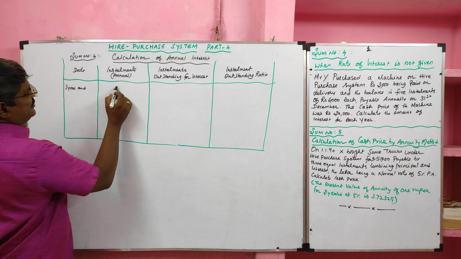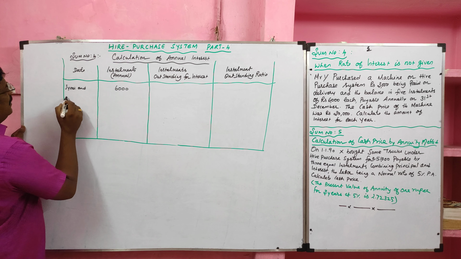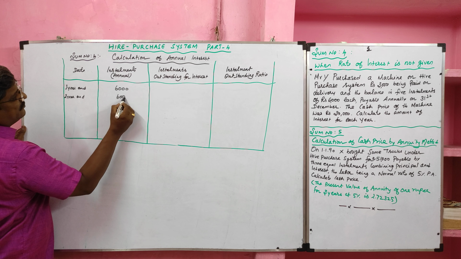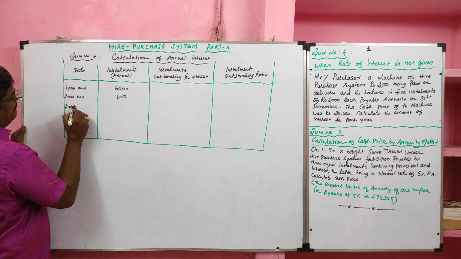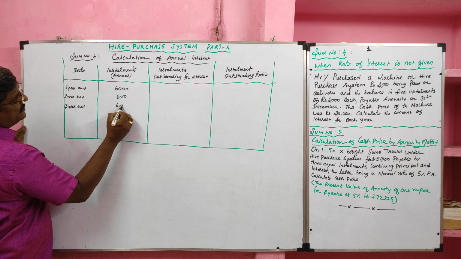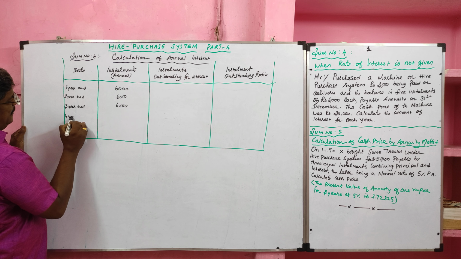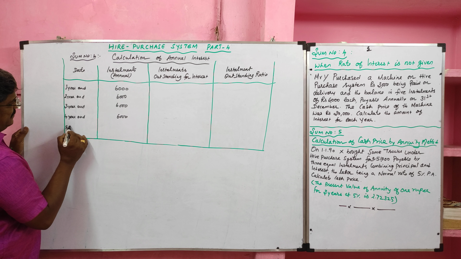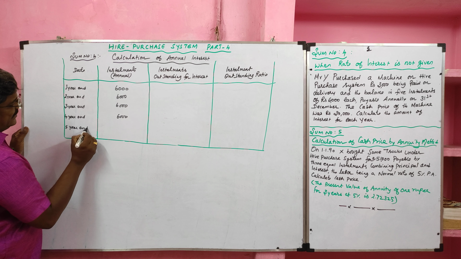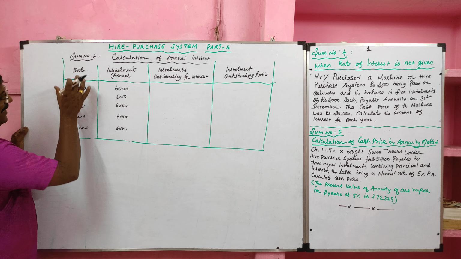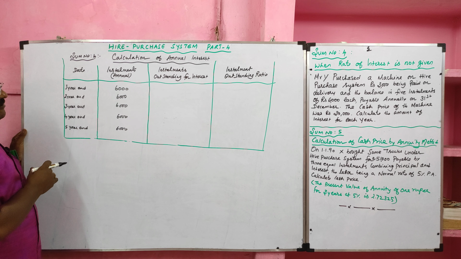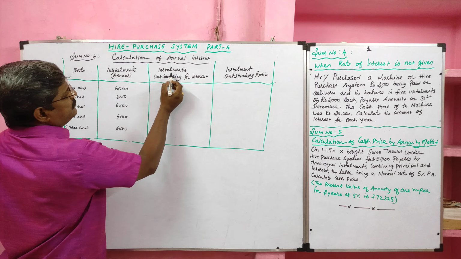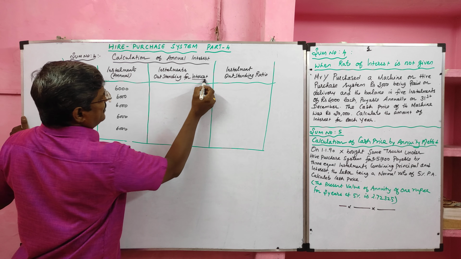So first year end, the installment value 6000. Second year end, the installment value 6000. Third year end, the installment value 6000. Fourth year end, installment value 6000. Fifth year end, the installment value 6000. Students, I recorded the number of installments and its value. Now we are going to calculate installment outstanding for interest.